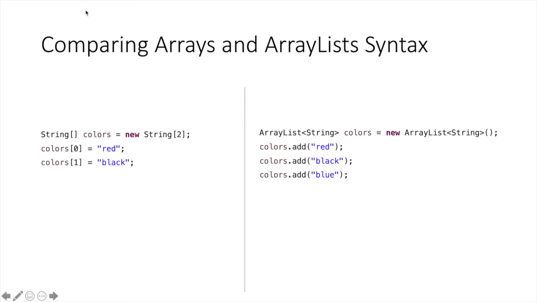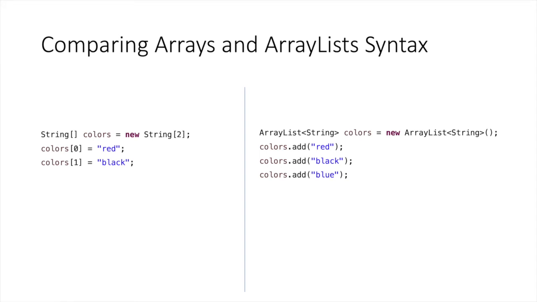I'd like to briefly compare our syntax between creating an array and creating our new array list. Again, note when creating the array, I had to specify the size, and I do not have to do that here with an array list. And then here, when I want to add an item in, I have to tell it the index: colors at index 0 equals red. And here, I don't have to specify the index. If I just use the add method and put it in, it's going to put it at the next available index. So red, black, and blue would have indices 0, 1, and 2.